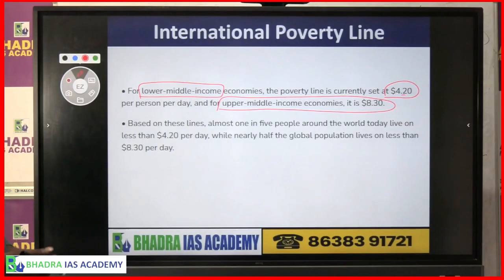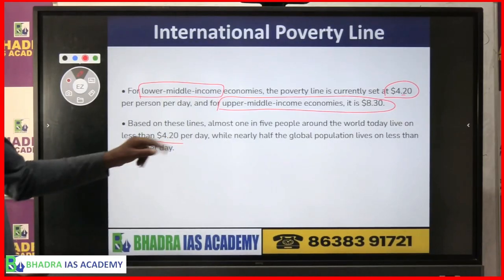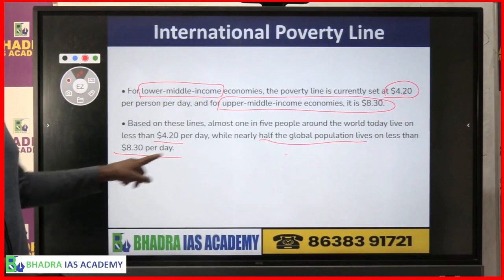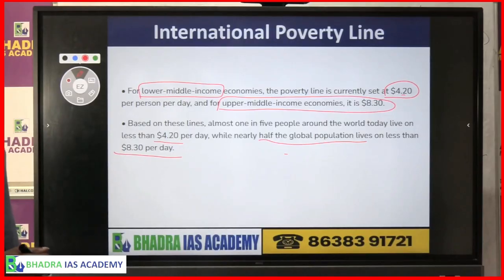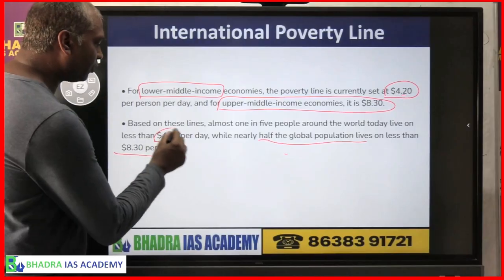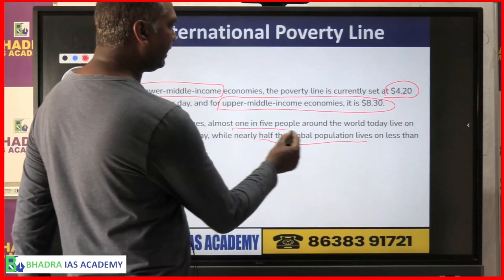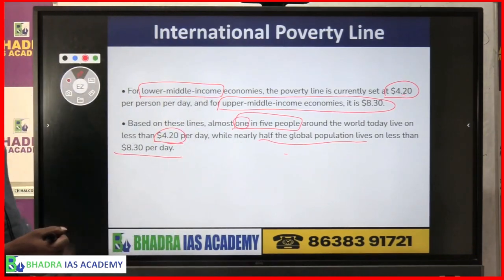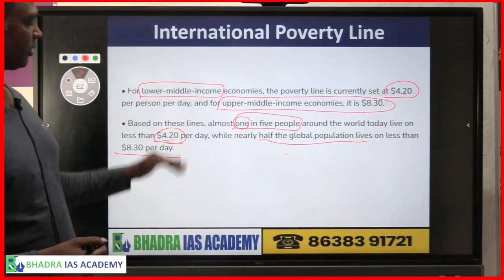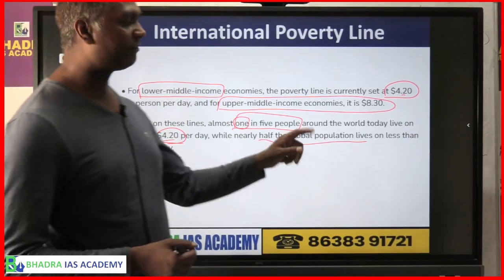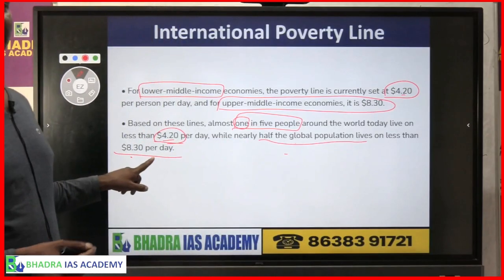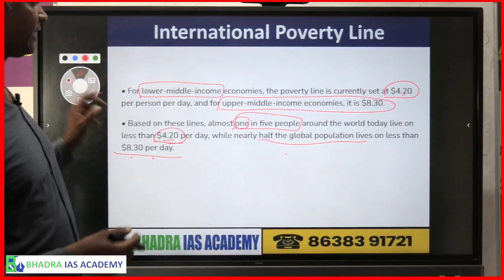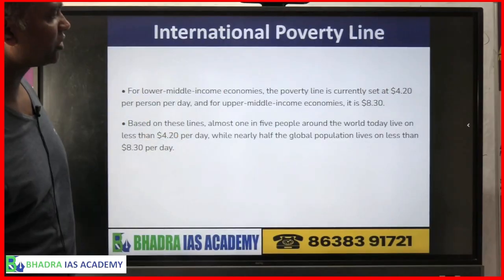Okay, so if you are taking $4.2 per day, almost 1 in 5 persons, if there are 5 people, 1 lives in poverty, that is less than 4.2. If you are looking at $8.3 per day, half the global population lives below that. So there are different comparisons. Though we have removed extreme poverty, there can be relative poverty. Okay, so that is the data given here. So I thought I will share with you.